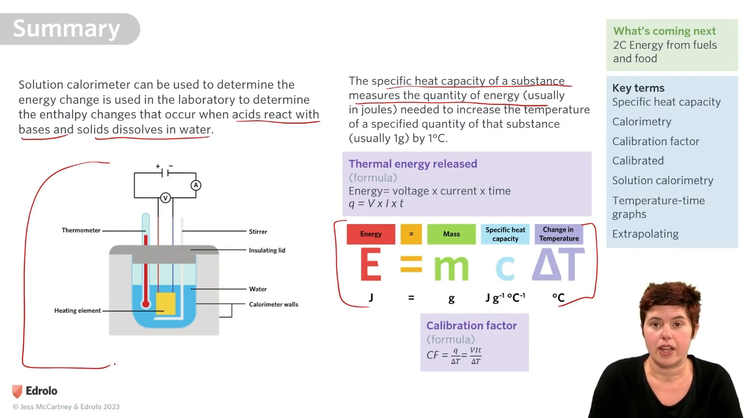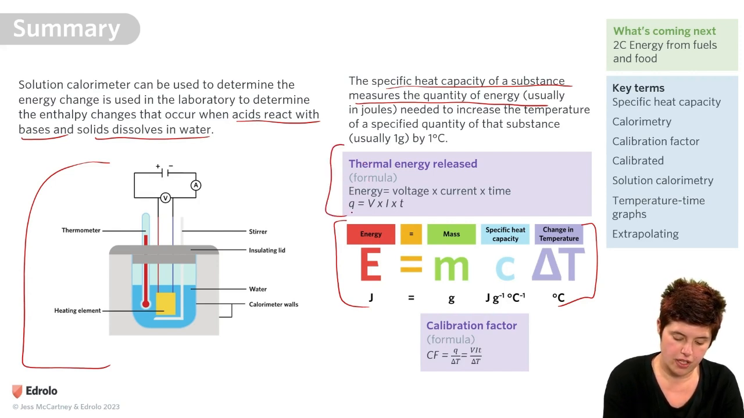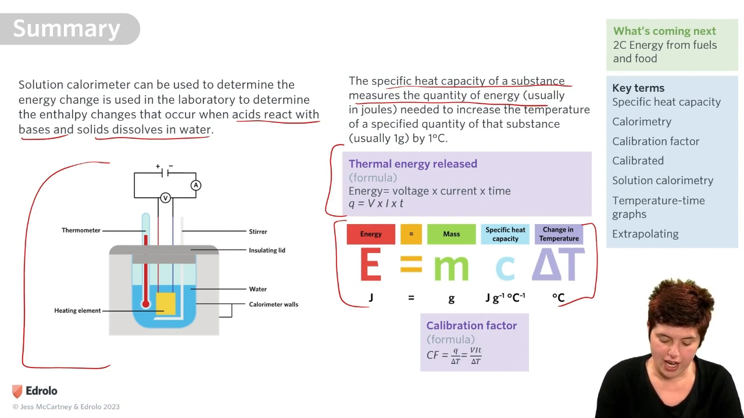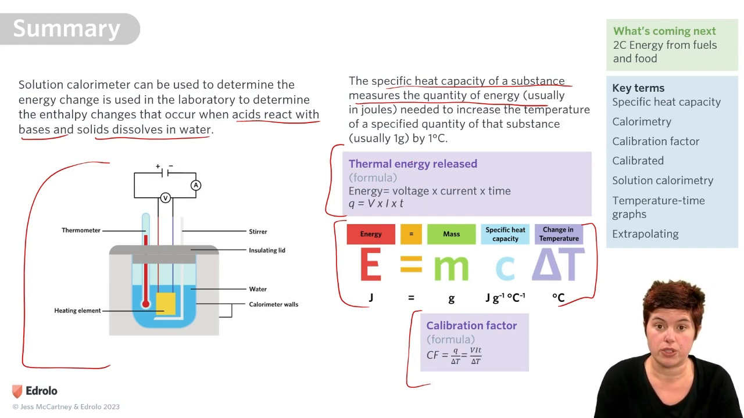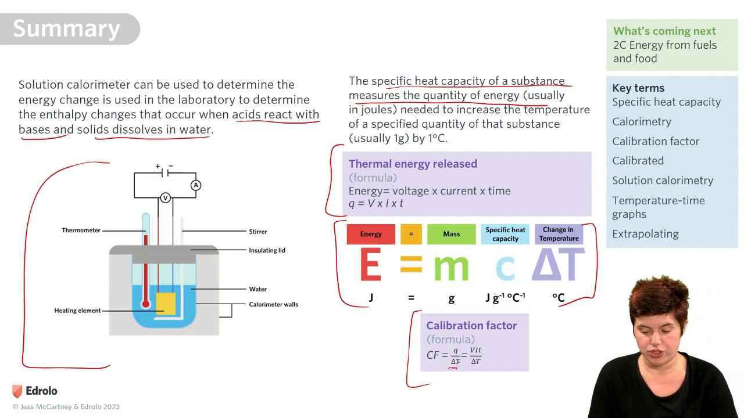We have two ways to calculate the calibration factor. We have an electrical way, this one here, when you have your volts, amps, and time in seconds. And then you have your chemical way using the number of moles. The calibration factor is calculated the same way using either energy calculation: the energy, either the thermal energy released by volts, amps and time, or by the number of moles being reacted, divided by the temperature change.